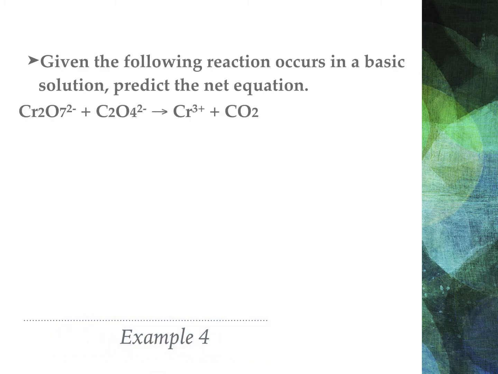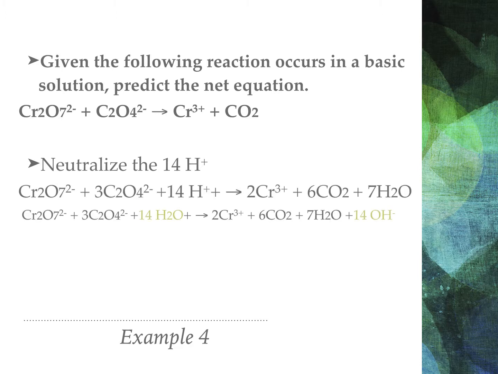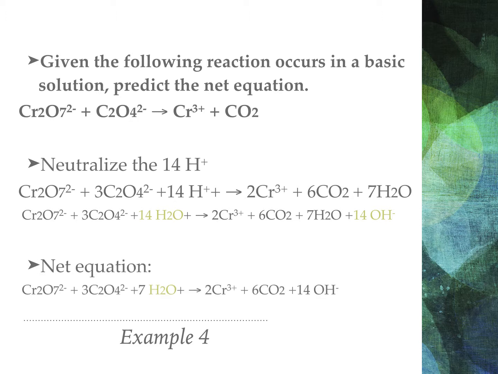To neutralize the hydrogen ions, add equal amounts of hydroxide ions to both sides. The side with the hydrogen ions will neutralize to water. The side without the hydrogen ions is left with 14 additional hydroxide ions. Notice that there are 14 molecules of water on one side and 7 molecules of water on the other. These can cancel out, leaving us with 7 remaining water molecules on the other side. A quick check of ion charges shows that we have a negative 8 charge on both sides.